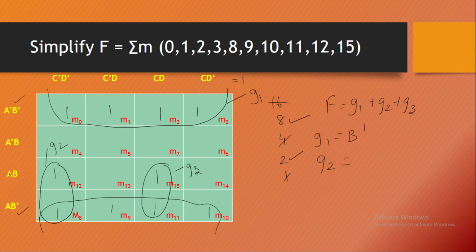That is given by AB plus AB dash, which is A, into C dash D dash. Similarly, going for G3, it is again AB plus AB dash, which gives us A into CD. So that's the option here. The final solution is given by B dash plus AC dash D dash plus ACD.